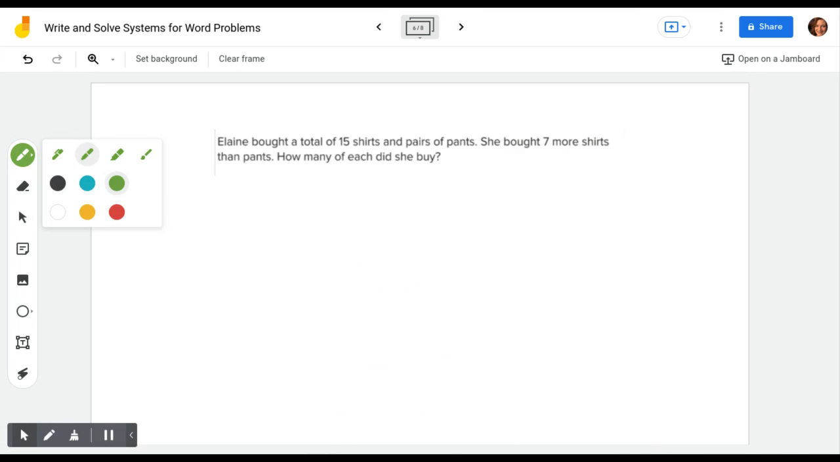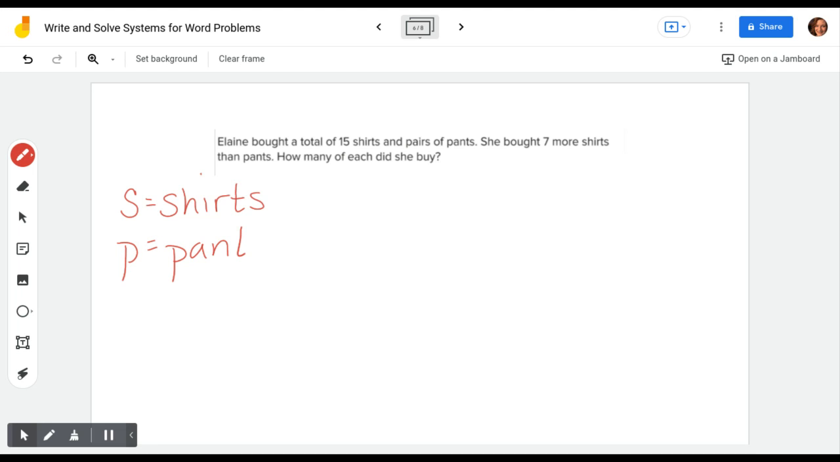2 more. Elaine bought a total of 15 shirts and pairs of pants. Okay, I'm going to say S is for shirts. Really creative here. I'm going to say P is for pants. First equation is going to be about their total. So shirts plus pants, S plus P equals 15.